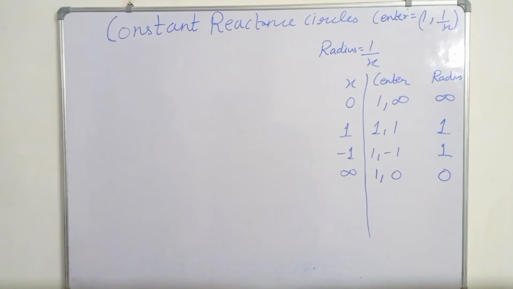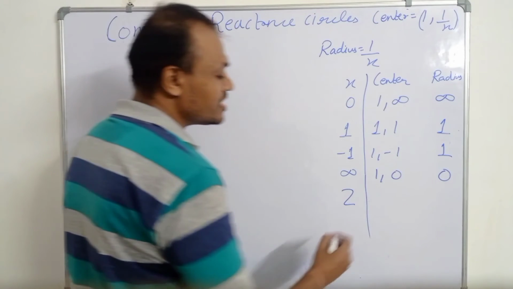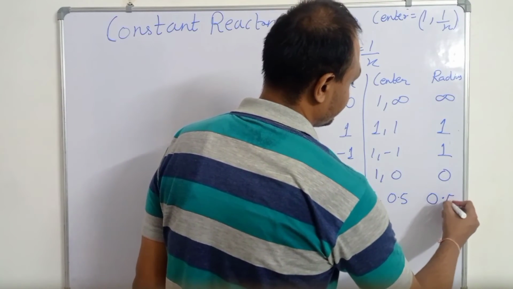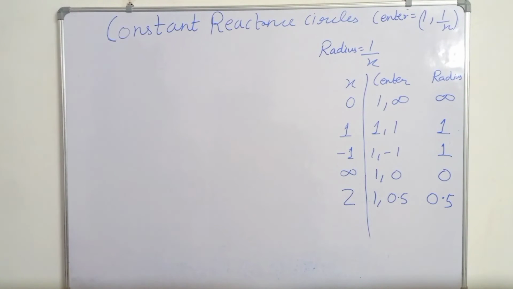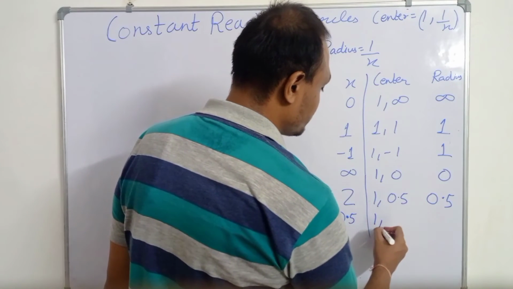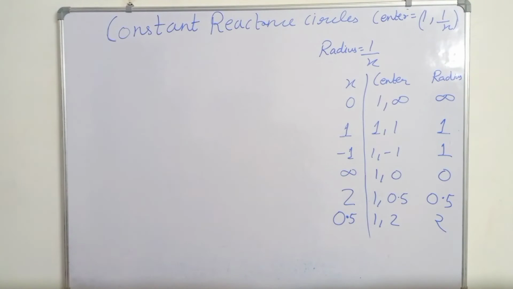For x equal to 2, the center will be 1 comma 0.5 and radius will be 0.5. For x equal to 0.5, center will be 1 comma 2 and radius will be 2. Okay, so these are the constant reactance circles.